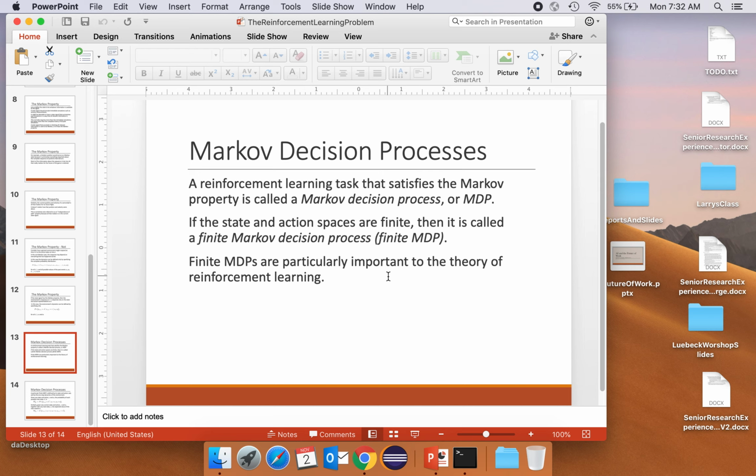A reinforcement learning task that satisfies the Markov property is called a Markov decision process, or MDP. If the state and action spaces are finite, which is something we're interested in, then we have a finite Markov decision process. They're very important to us when it comes to reinforcement learning.